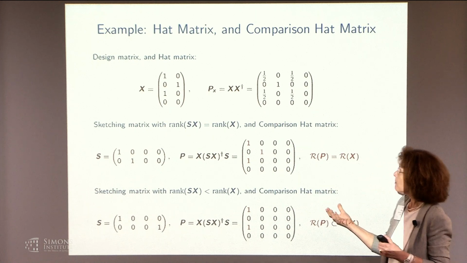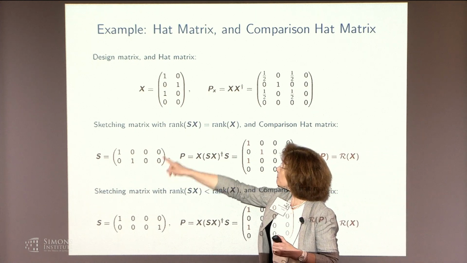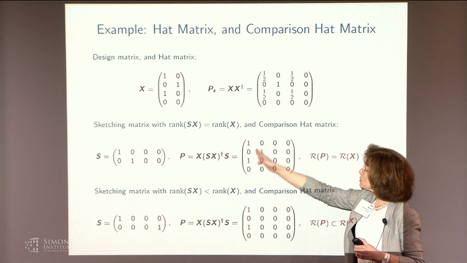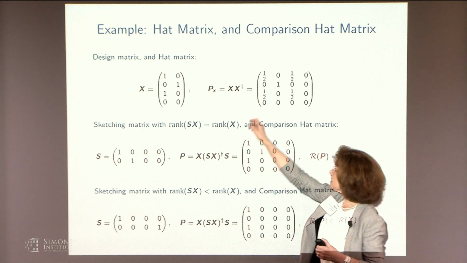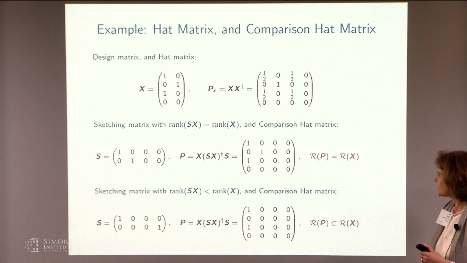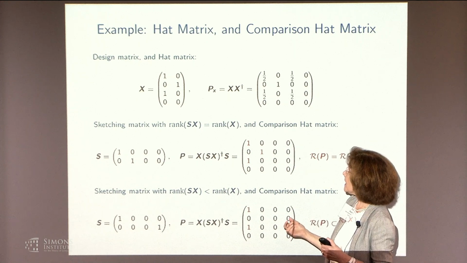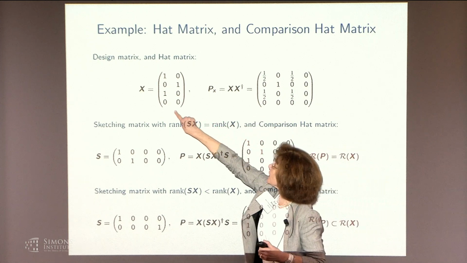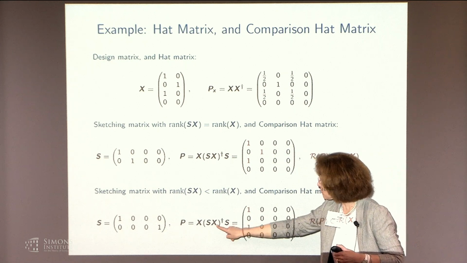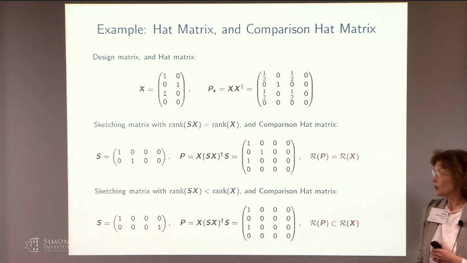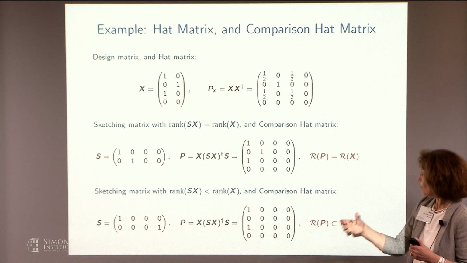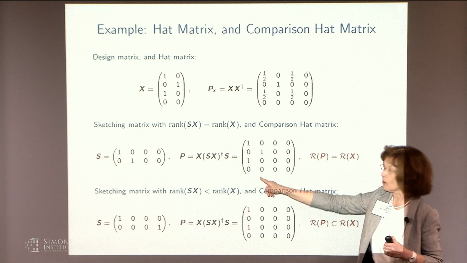So if we take a sketching matrix that preserves rank, like this one here, that picks the first 2 rows of X, the projector P, the comparison hat matrix, reproduces the first 2 columns of X because it starts out with X here and then this stuff here is full rank. However, if you have a sketching matrix that loses rank and that picks rows 1 and 4 of X, where we have a 0 here, you can see that only the first column of X is preserved, and because this thing is rank deficient, the other stuff is lost. So you can see that this projector gets only part of the range of the design matrix. It misses out on this column.